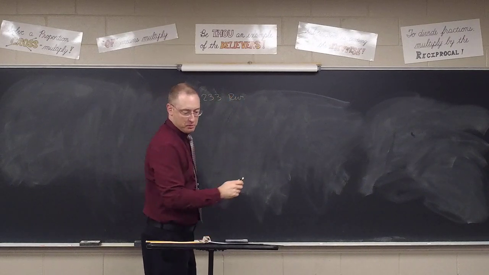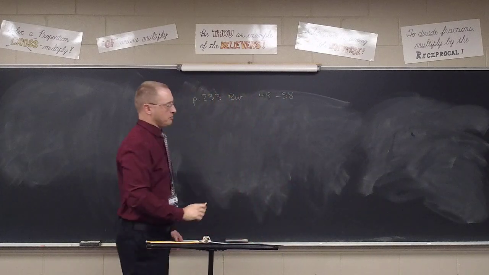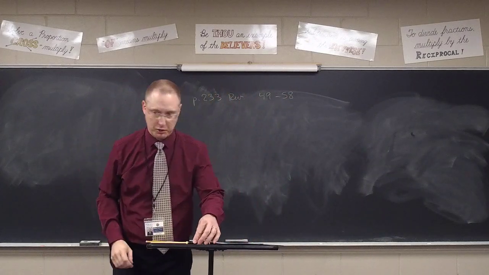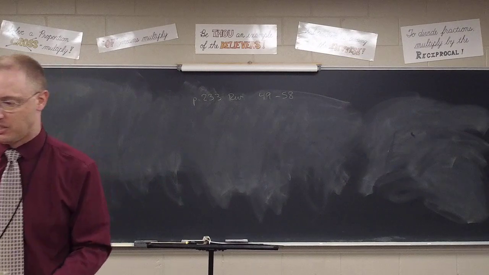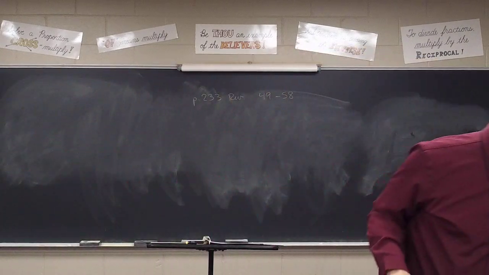Once you passed it forward, get your book out. Turn to page 233. That's some review problems for you. There at the bottom of page 233, you're going to do numbers 49 to 58. 49 to 58 in the review section.